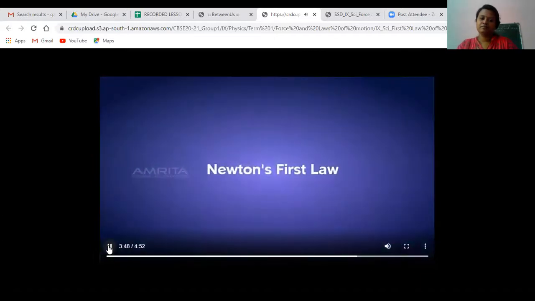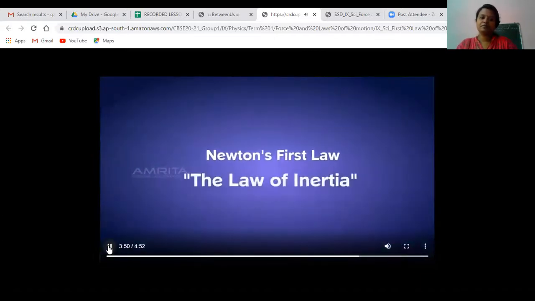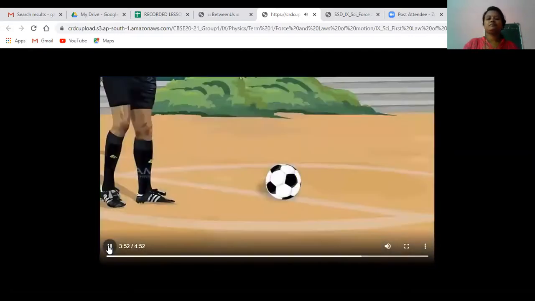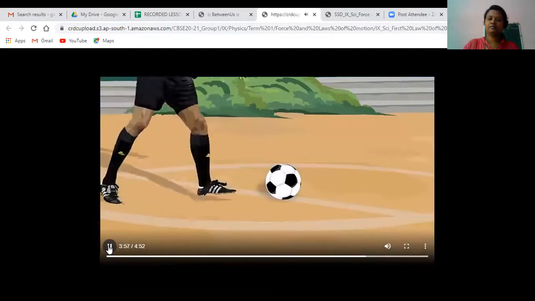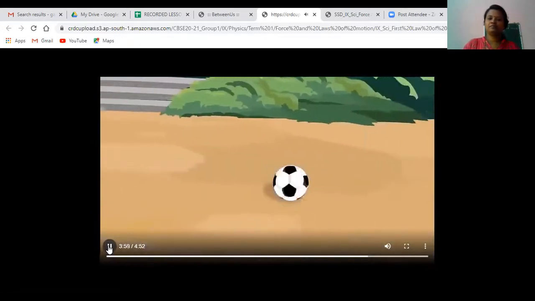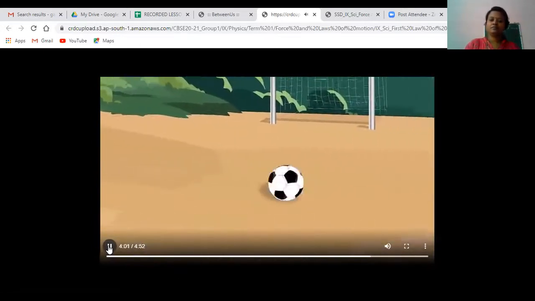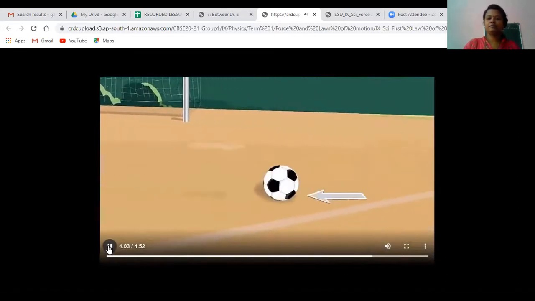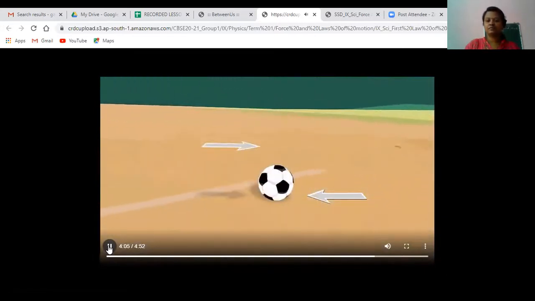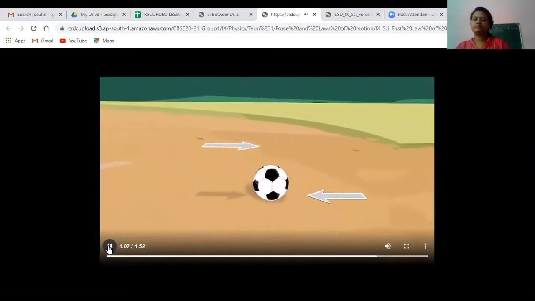Thus, Newton's first law is also called the law of inertia. Well, now this law should make sense. Do you understand why a ball on the ground after being kicked does not keep moving forever? The ball stops after some time due to the unbalanced external force applied by the ground in the opposite direction.